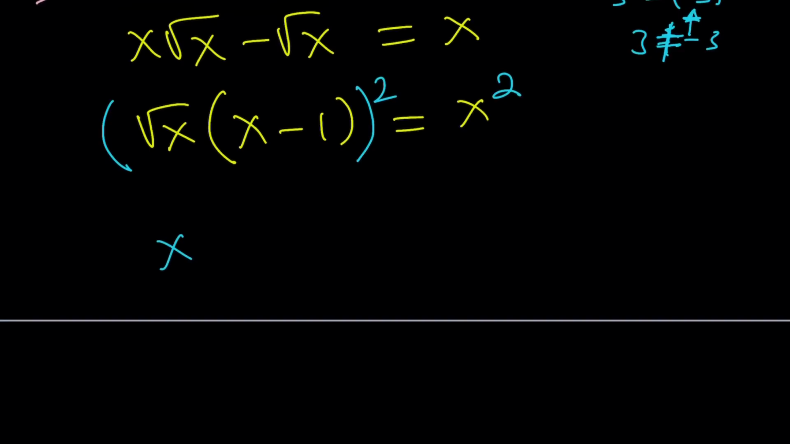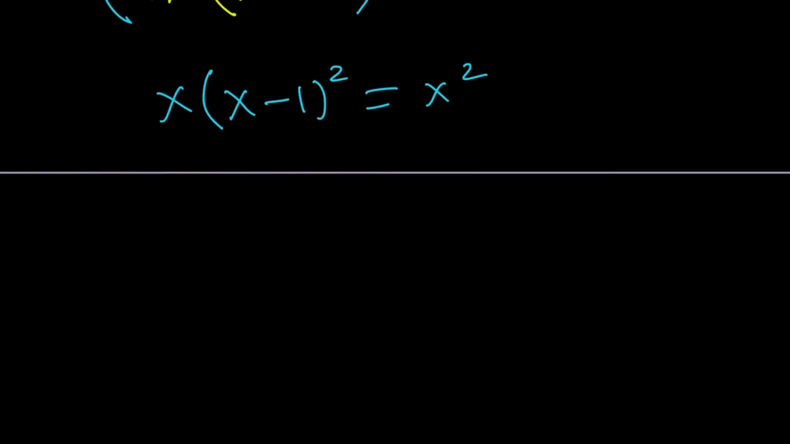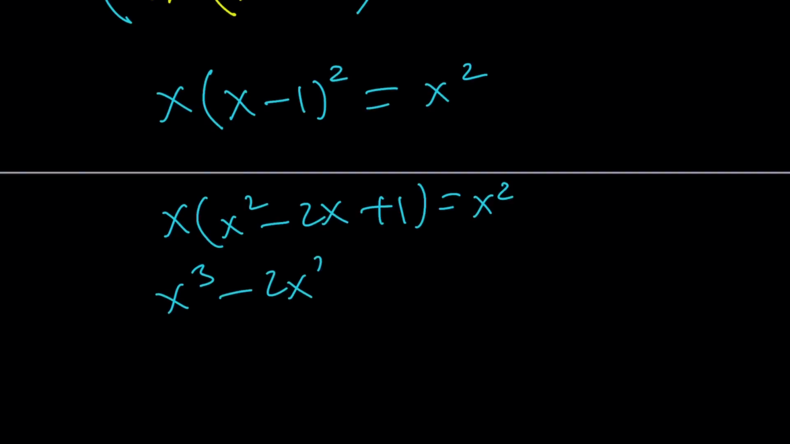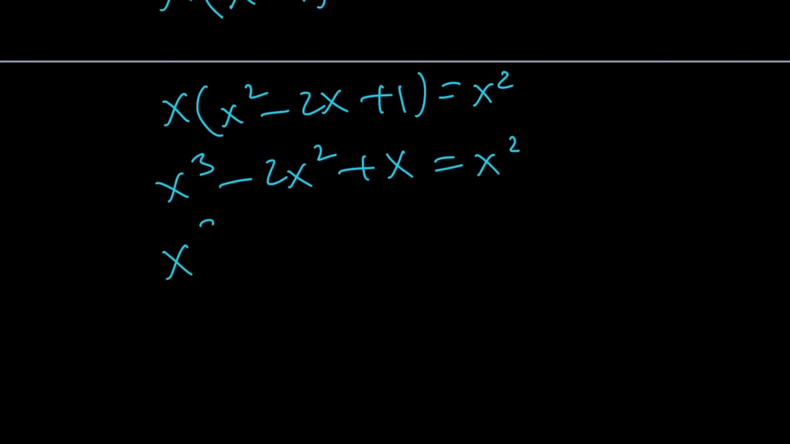x times (x minus 1) squared equals x squared. Now let's go ahead and distribute here. x times (x squared minus 2x plus 1) equals x squared. And then x cubed minus 2x squared plus x equals x squared. Let's put everything on the same side. x cubed minus 3x squared plus x is equal to 0.